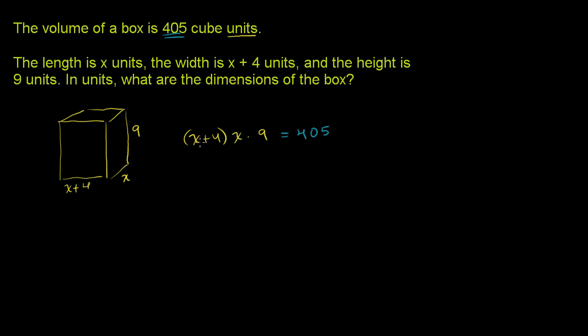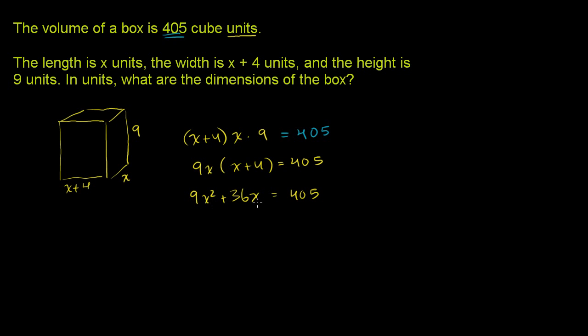If we distribute a 9x, let me just rewrite it. This is the same thing as 9x times x plus 4 is equal to 405. 9x times x is equal to 9x squared. 9x times 4 is equal to 36x, which is equal to 405.